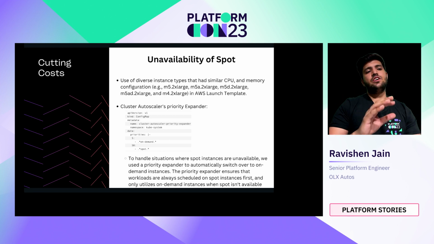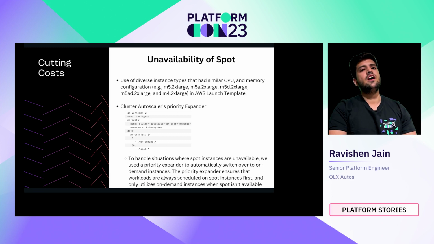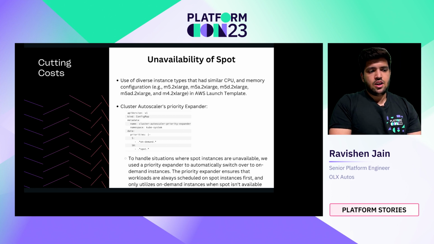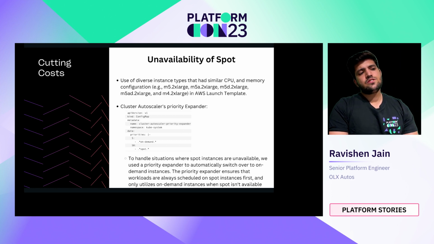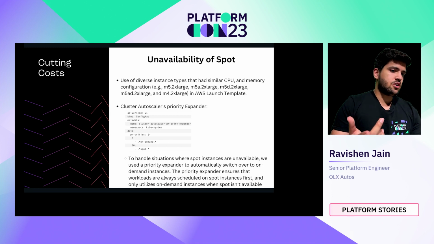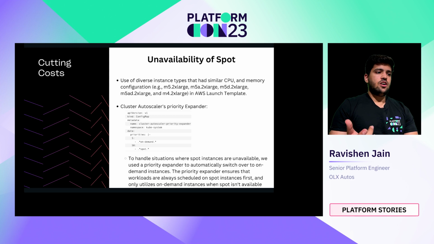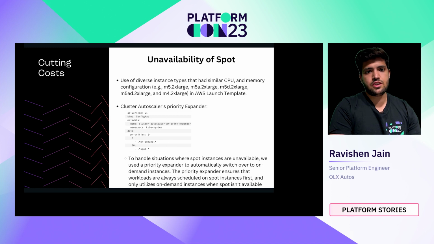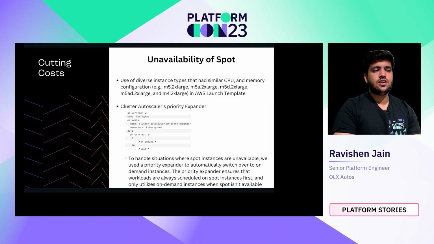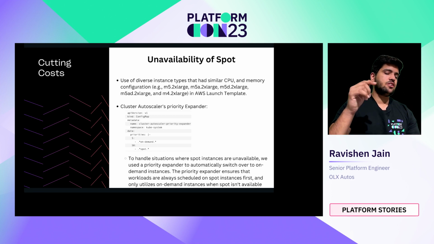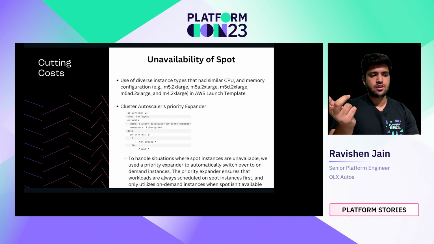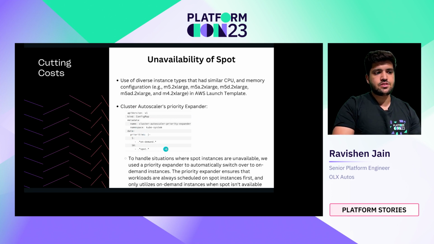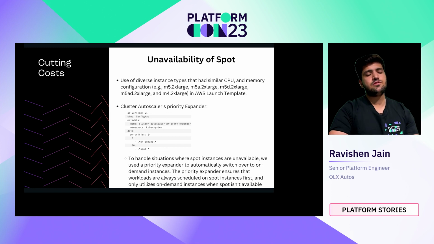So this helped us reduce or tackle this unavailability issue to some extent, but we noticed that in some scenarios all of those instances were also not available. Although it was less frequent, it was an issue. So what we did is we used the cluster autoscaler's priority expander. So to handle those scenarios, in cluster autoscaler there is an expander configuration which you can pass in. For example, I used this configuration of expander.